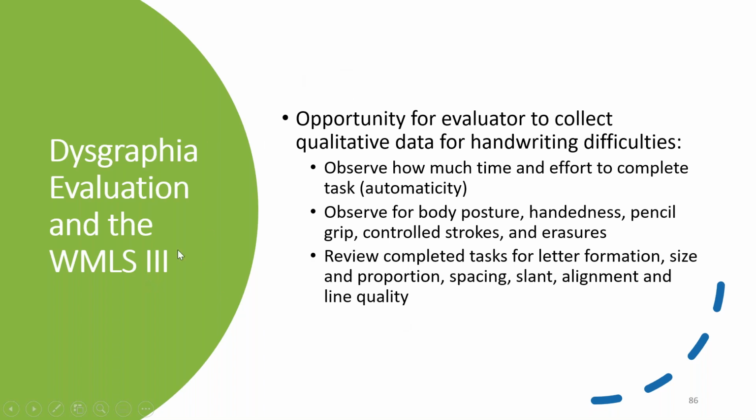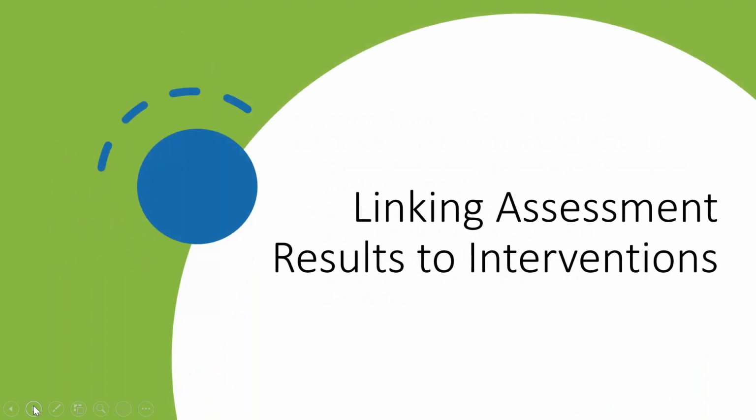But again, whether you're using the WMLS3 or one of the other measures, or having an informal writing activity, we can get a lot of good qualitative data by watching and observing the student in the act of writing. Observe how much time and effort they take to complete a task, and also observe body posture, handedness, pencil grip, controlled strokes, and erasures. Then review completed tasks for letter formation, size, proportion, spacing, slant, alignment, and line quality. So you can look at those different aspects when you're analyzing the results.